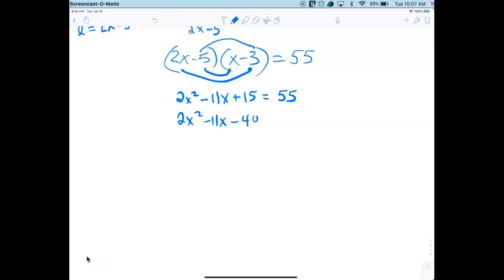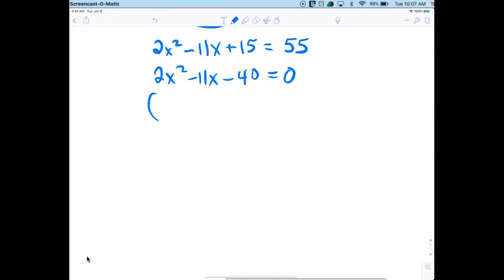Minus 40 equals what? Equals 0. Everybody good with that? Now we have to do some factoring here, guys. So let's go. Two sets of parentheses. How do I make 2x squared? 2x and x.